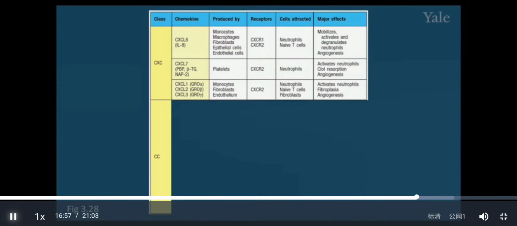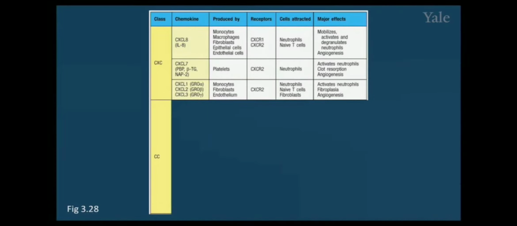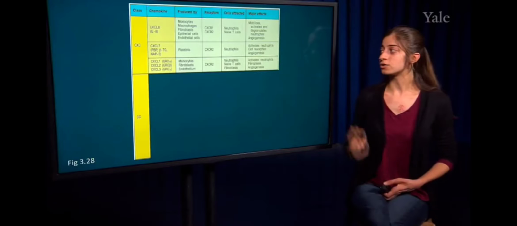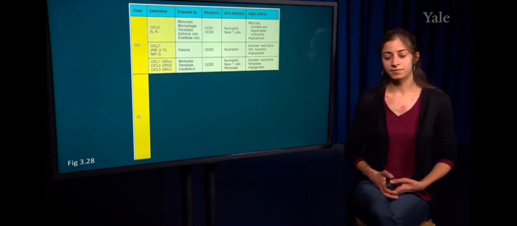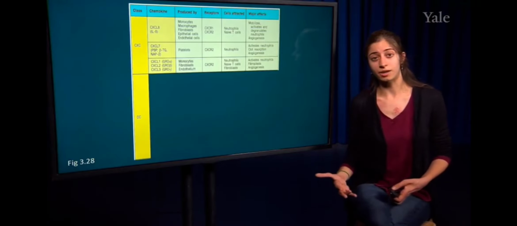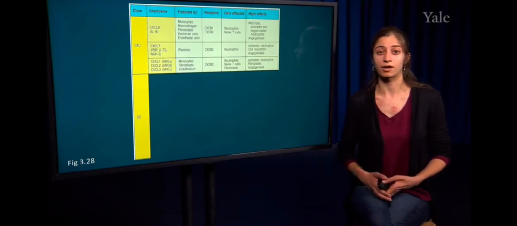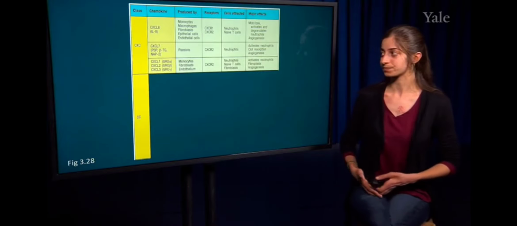Another one is CXCL7. CXCL7 is produced by platelets, which means that the resulting function of CXCL7 signaling will ultimately benefit something that the platelets have sent specifically. This activates neutrophils, causes clot resorption, and angiogenesis. These are all important for maintaining our blood vessels and the integrity of our circulatory system.